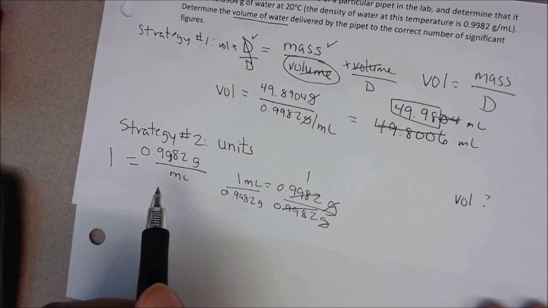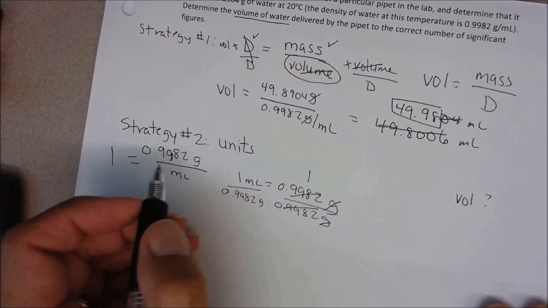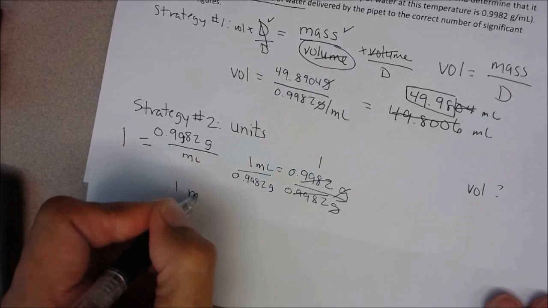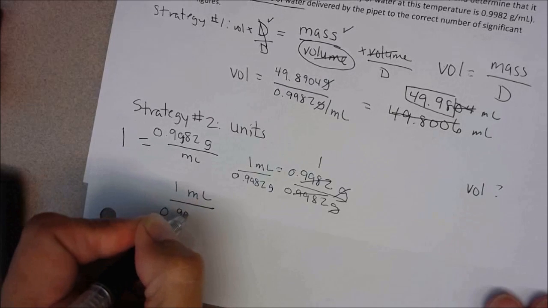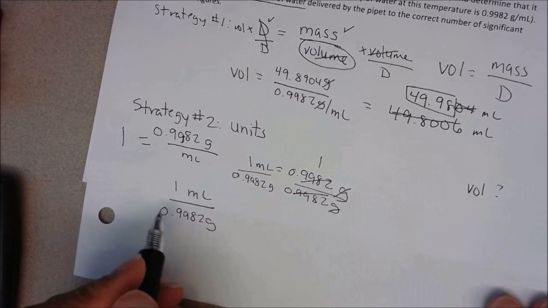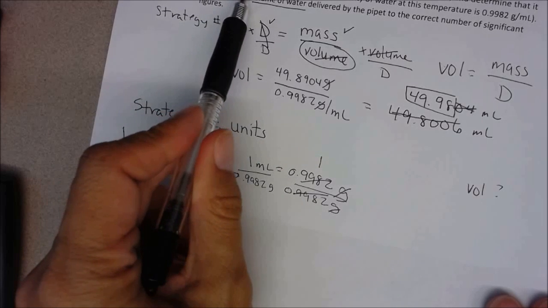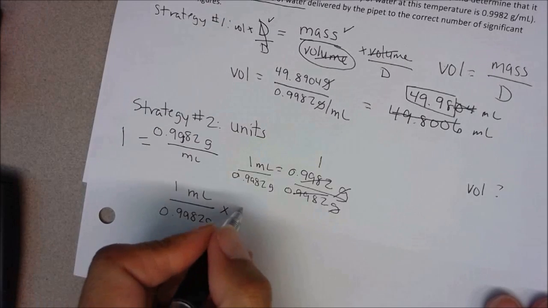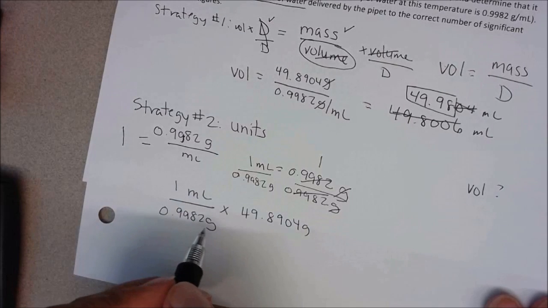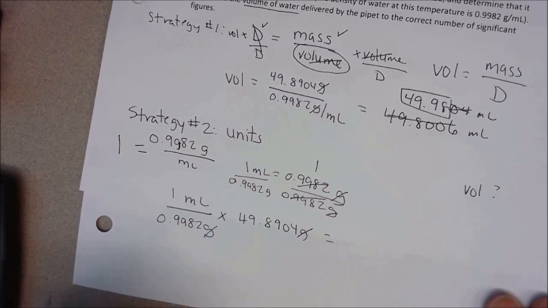Whenever you have a ratio, as long as you keep the units together with the number they came with, you can flip it over. So I want to get to volume. I now have 1 milliliter is 0.9982 grams. That's a ratio that equals 1. I need to get rid of this grams, but I'm given a number with grams, the mass that was delivered by the pipette. Notice the math setup is now essentially the same as we did in the first problem. We just only used the units to get there.